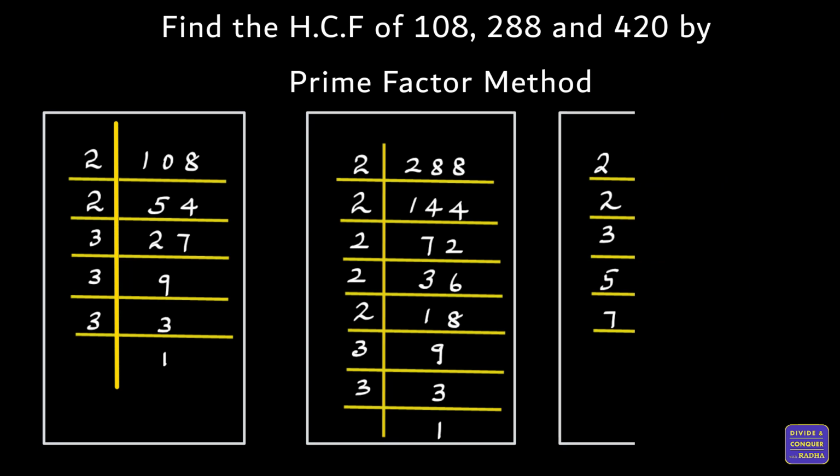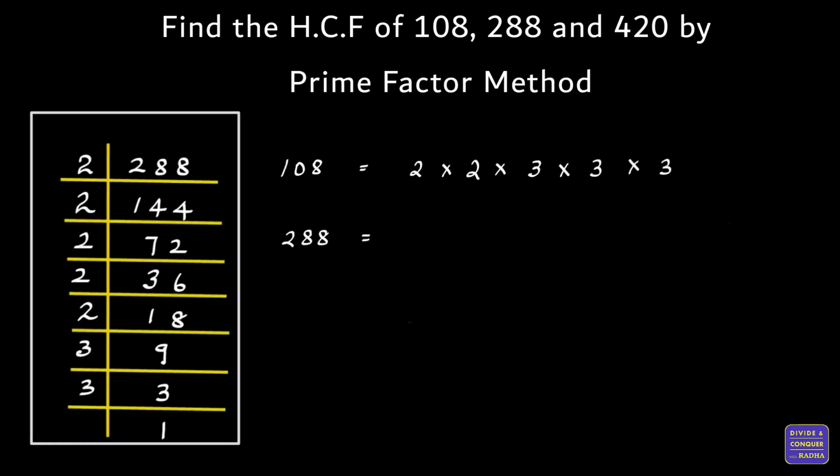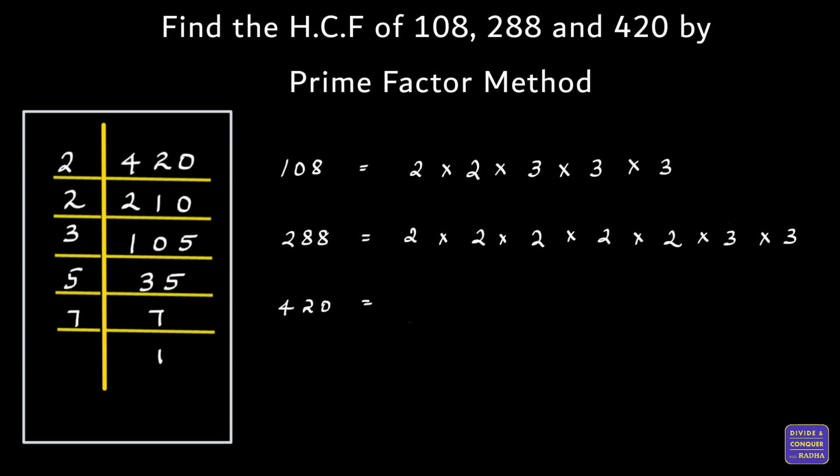Moving on to step 3, let's write down the prime factors of the given numbers. So 108 is equal to 2 into 2 into 3 into 3 into 3. 288 is equal to 2 into 2 into 2 into 2 into 2 into 3 into 3. 420 is equal to 2 into 2 into 3 into 5 into 7.